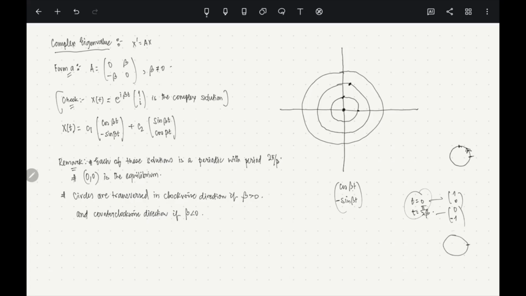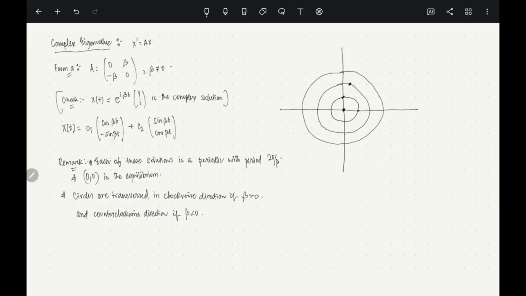It starts from 1, 0. At t equals 0, it is this. So as t is increasing, t equals pi by 2 beta. Beta is positive. So it goes here, right? It goes here. So you see, it is moving towards this. That is why it is counterclockwise. Sorry for the confusion. So this goes towards.